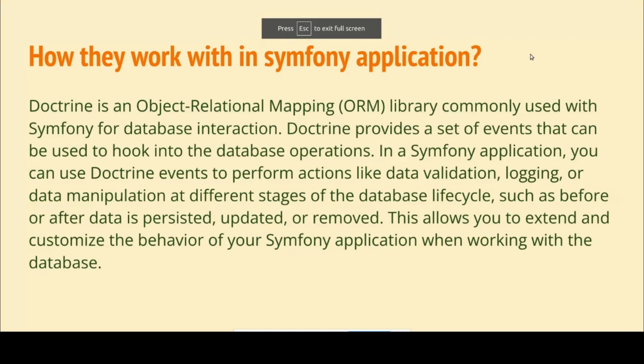How they work within Symfony application. Doctrine is an object relational mapping, or in our case, object document mapping library commonly used with Symfony for database interaction. Doctrine provides a set of events that can be used to hook into the database operations. In a Symfony application, you can use Doctrine events to perform actions like data validation, logging, or data manipulation at different stages of the database lifecycle, such as before or after data is persisted, updated or removed. This allows us to extend and customize the behavior of Symfony application when working with database.